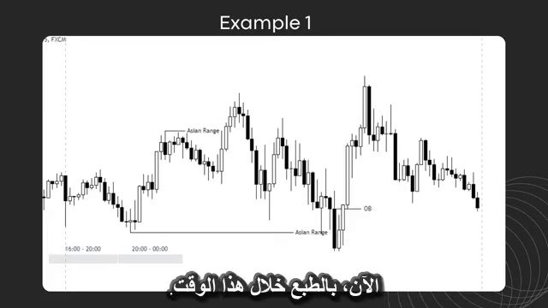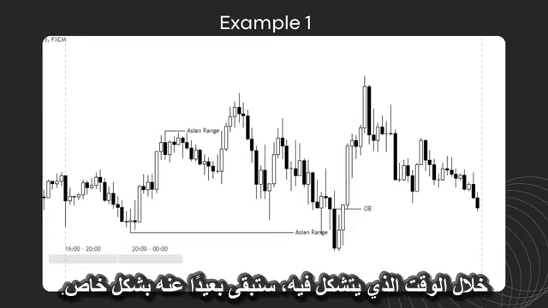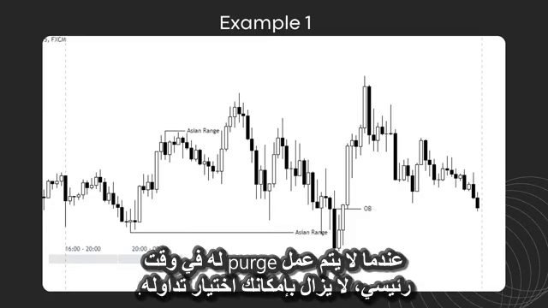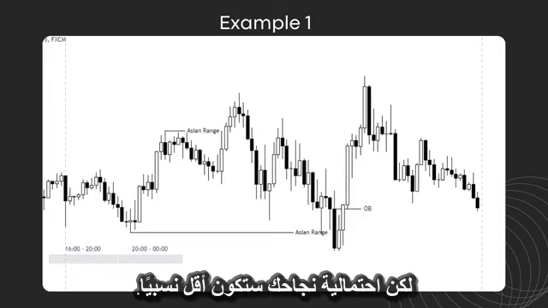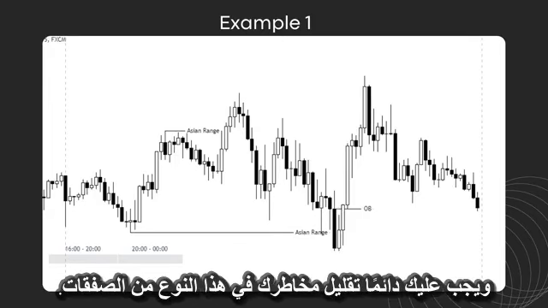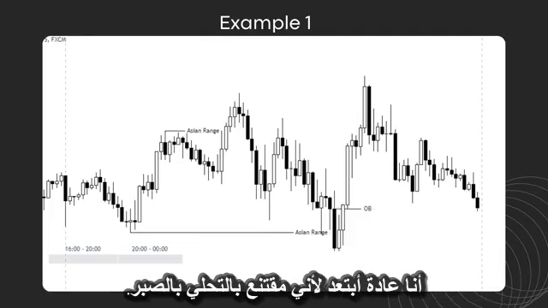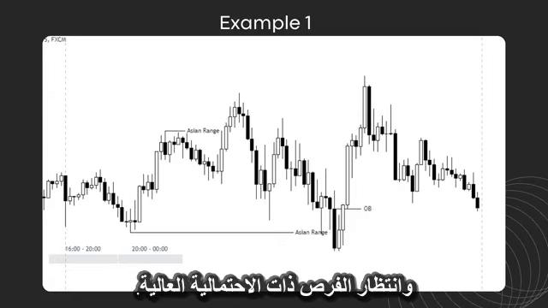Now obviously during the time it's being formed, you're going to particularly stay away from it, but also you're going to wait until it's purged at a key time, right? When it's not purged at a key time, you can still opt to trade it, but your probability would be comparatively lower, and you must always lower your risk for such trades. Or simply you can opt to not trade such ranges at all. I usually stay away because I'm content with staying patient and just waiting for high probability trade ideas, right?